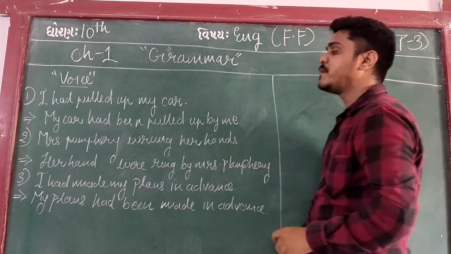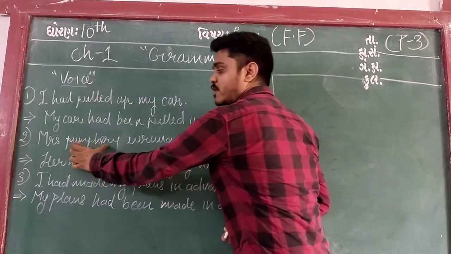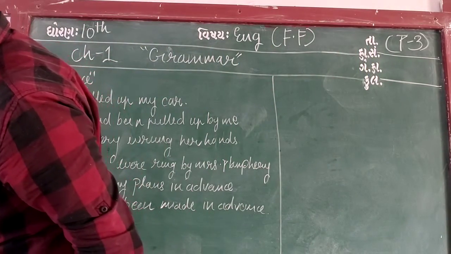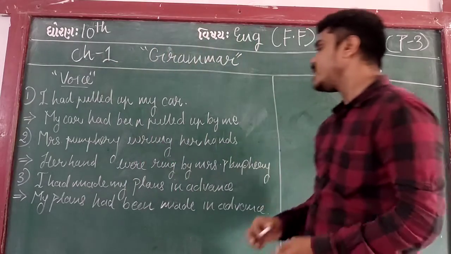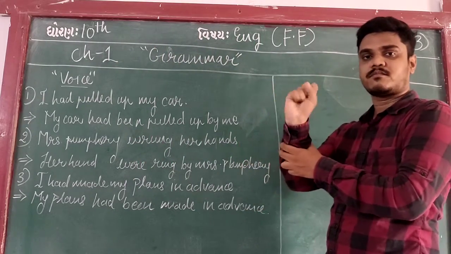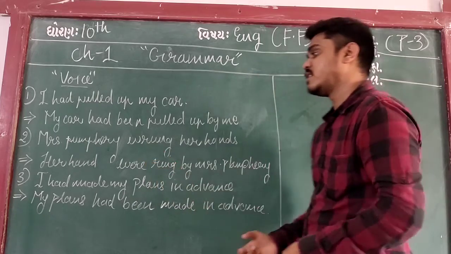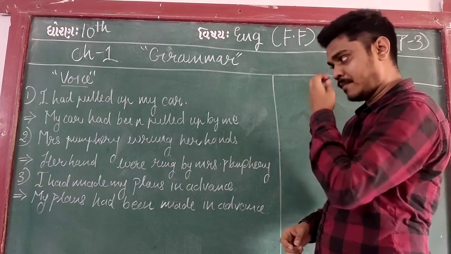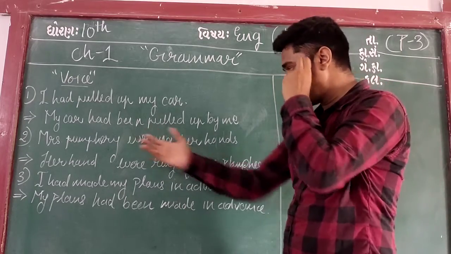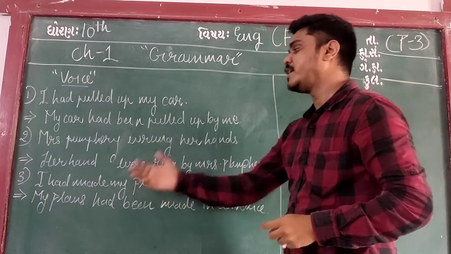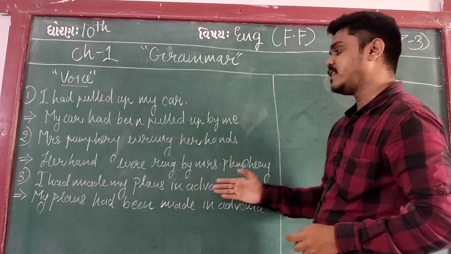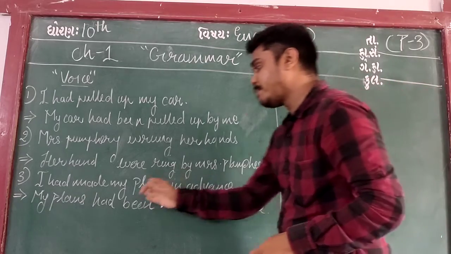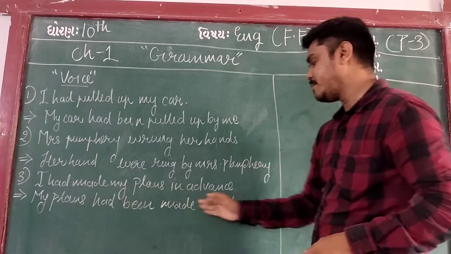Now the second one. Mrs. Pumphrey wrung her hands. Wrung means turning her hands. Her hands were wrung by Mrs. Pumphrey. Got it? Here the subject will change into the object. Now the third one. I had made my plans in advance. My plans had been made in advance.